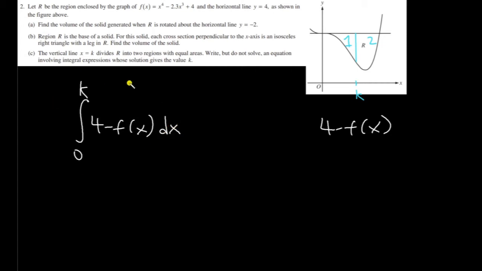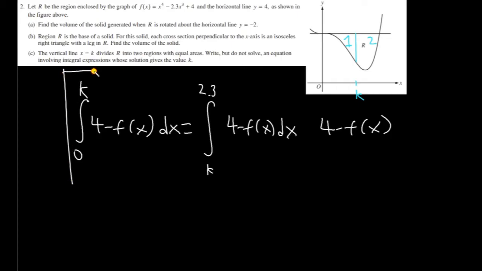Well, we know that this distance from here to here, just like we did in part B, is going to be 4 minus f of x. So what I want to do is integrate 4 minus f of x from 0 to k. So if we're starting at 0 and going over to k, and I integrate, that's going to give me this area. I'm adding up all the infinite little lines. That gives me this area. And I want this to be equal to this area.